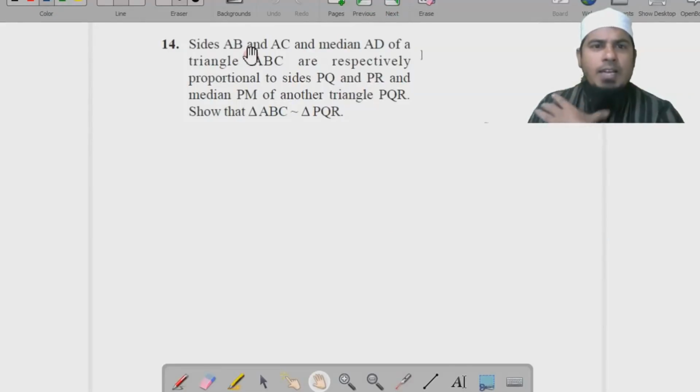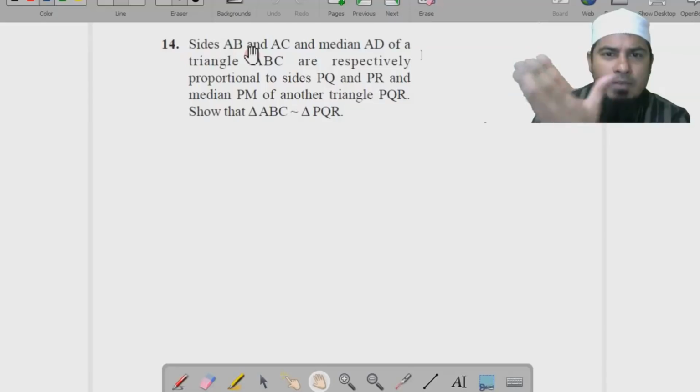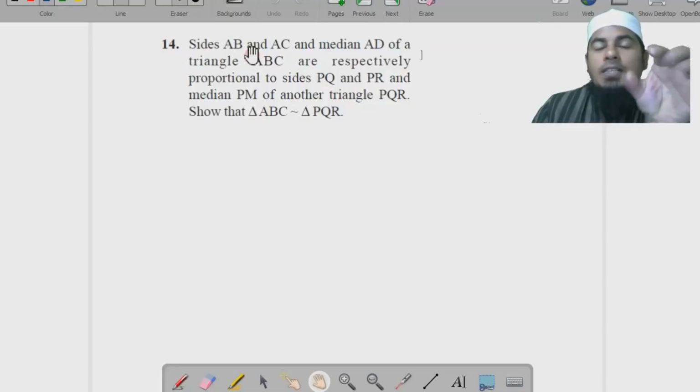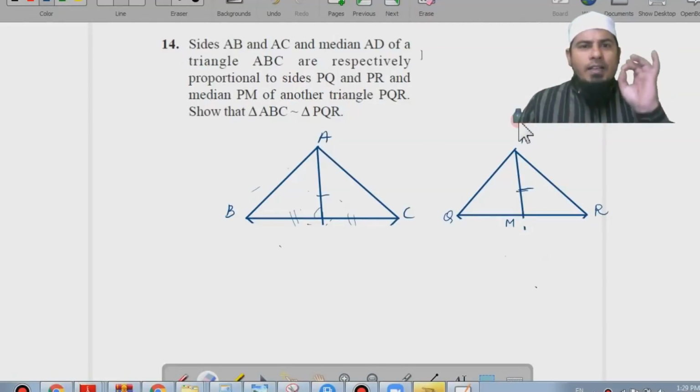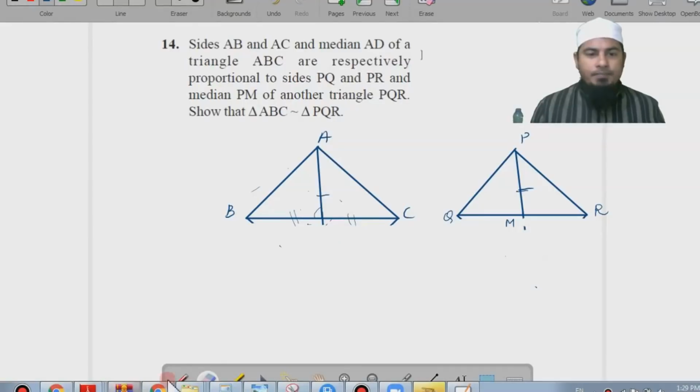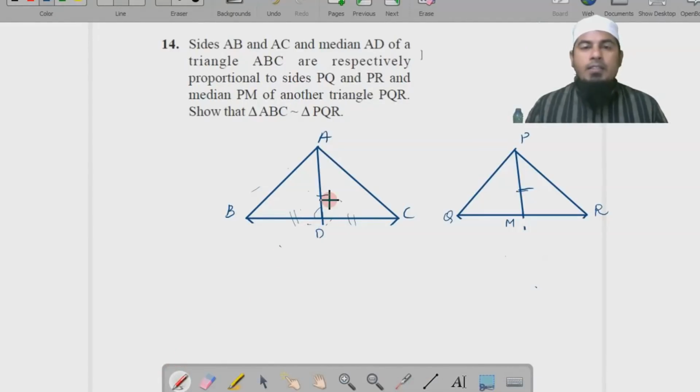We got a question here: sides AB, AC and median AD of triangle ABC are respectively proportional to sides PQ, PR and median PM. Let us discuss this with the help of a diagram. Let us understand the question first. What is given? AB and AC, these two sides, and the median AD are respectively proportional to sides PQ, PR and PM. In the previous type of question we did, AB and BC and AD were proportional to the other triangle, but here it is AB, PQ, AC and PR.